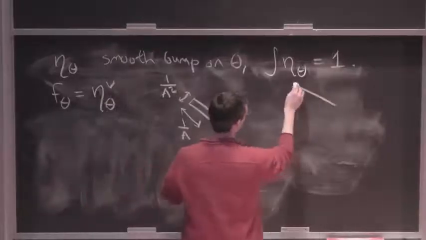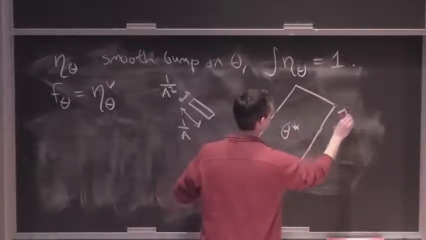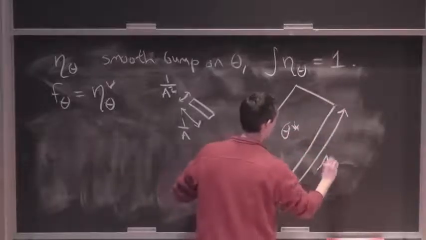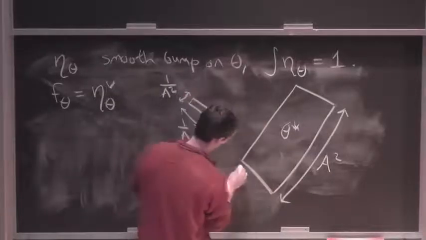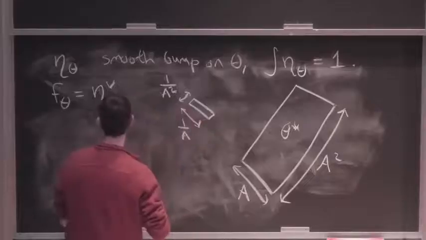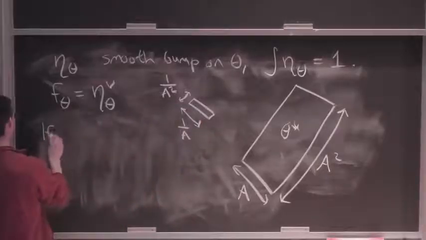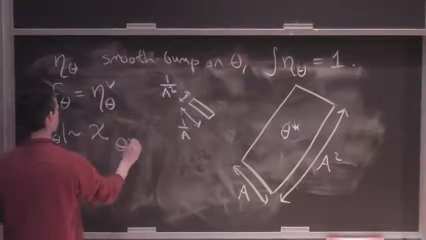So the dual rectangle is called theta star. And with respect to the same axes, it has a long direction, which is the reciprocal of that short direction, and a shorter direction, which is the reciprocal of that. And the size of f theta is approximately the characteristic function of this dual rectangle.